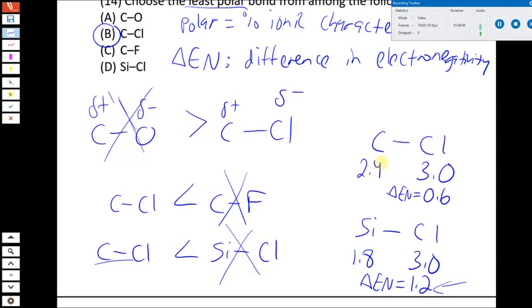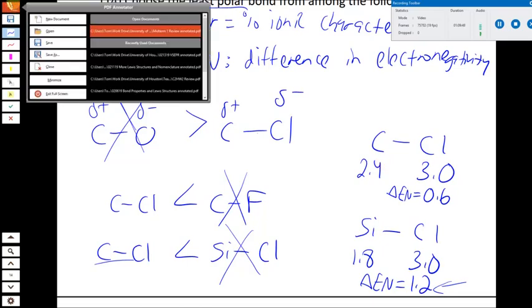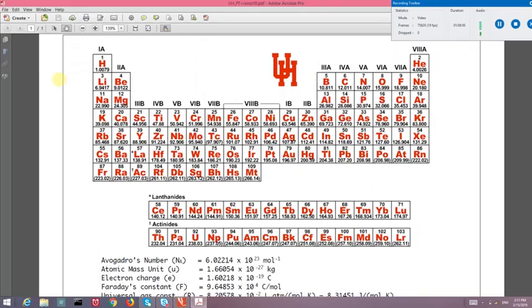All right, questions on this topic? Yeah. So the farther apart they are, that's an increase in polarity? Yes. The farther apart they are, the more polar the bond would be.